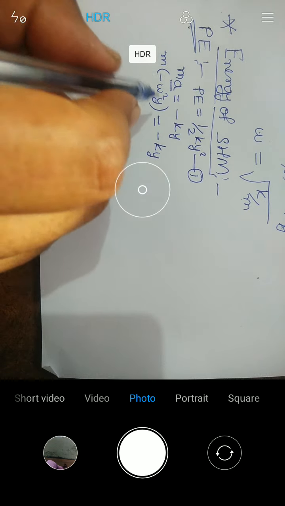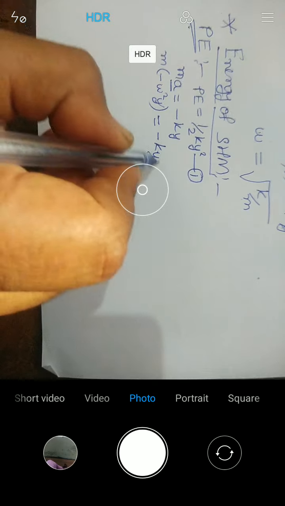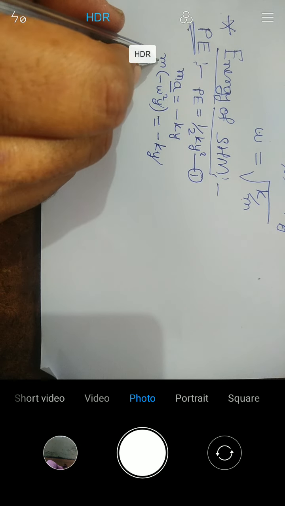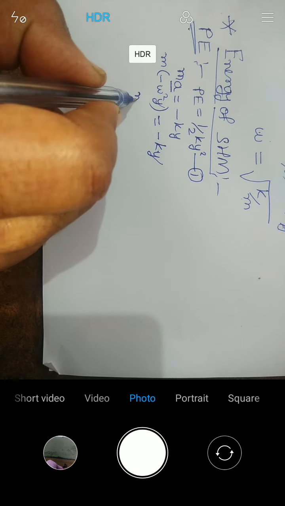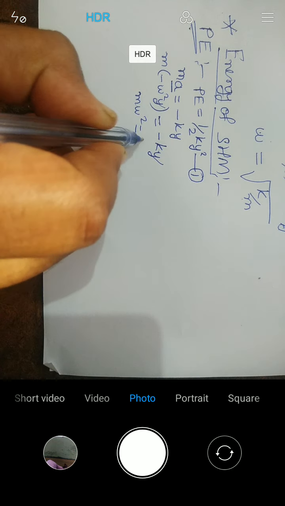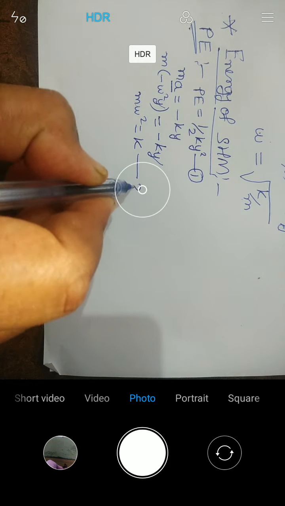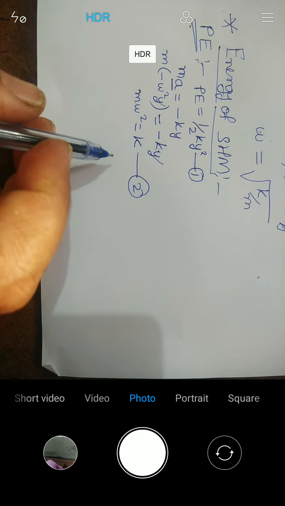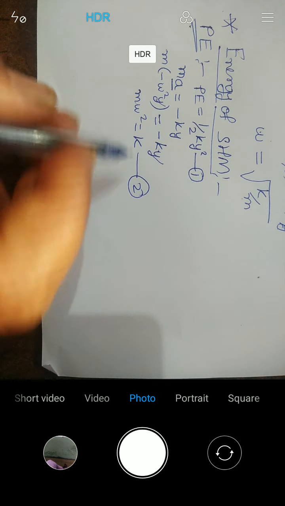Then the y gets cancelled. The remaining terms are m omega square is equal to k. Suppose this is equation number 2. Then you see equation number 1 and 2.